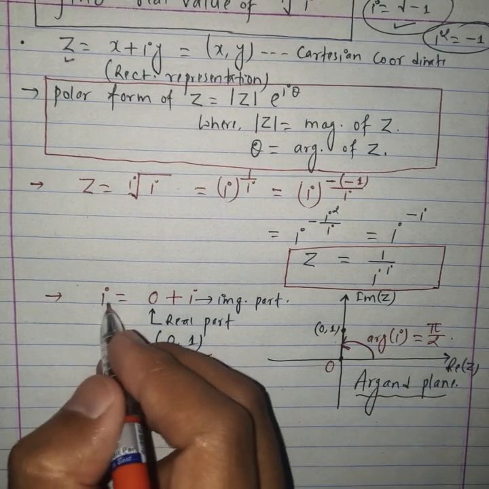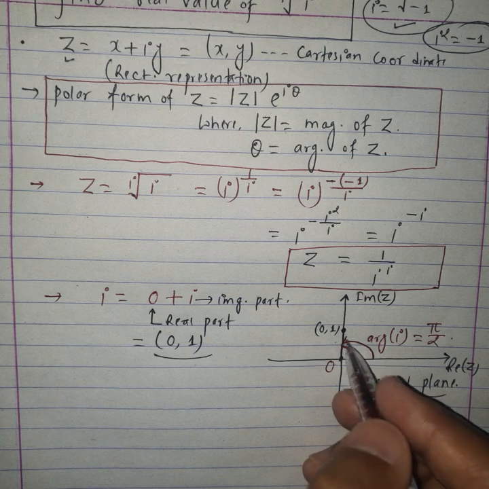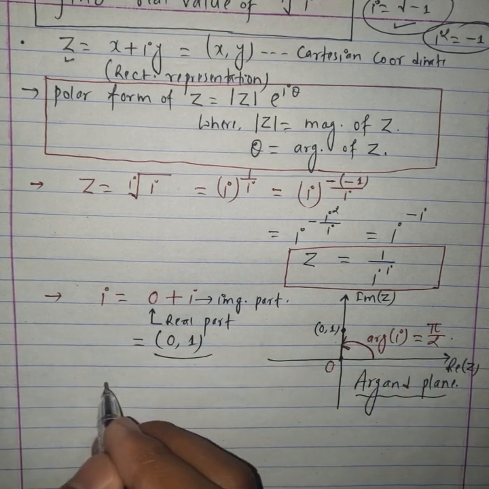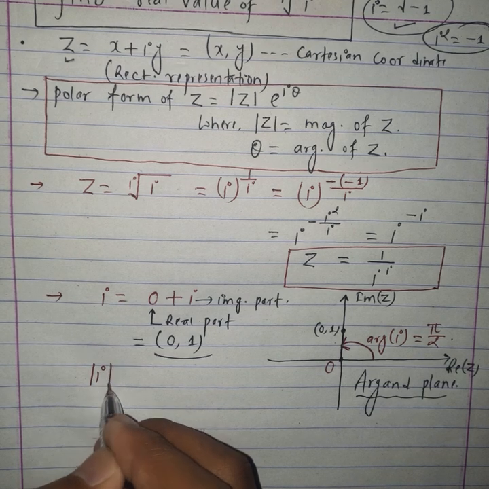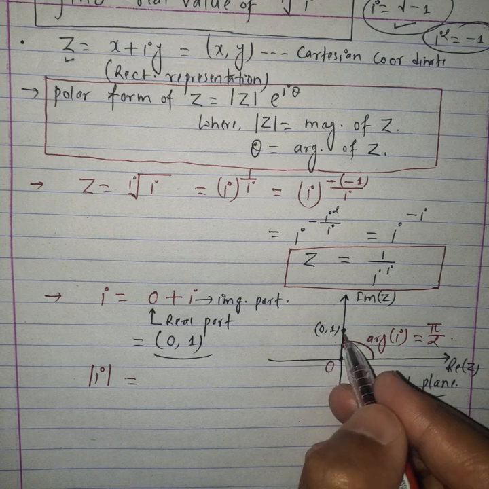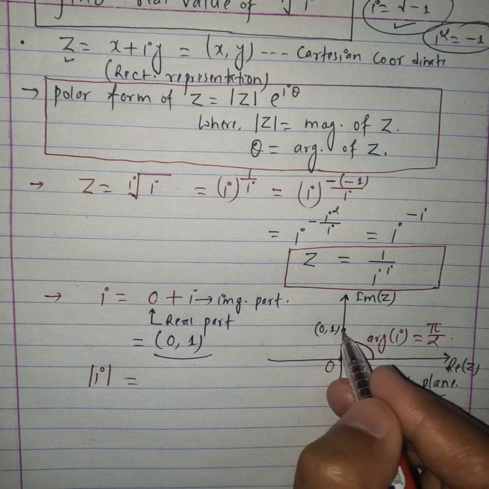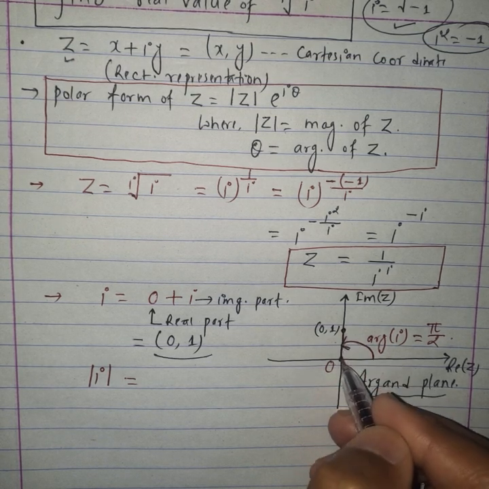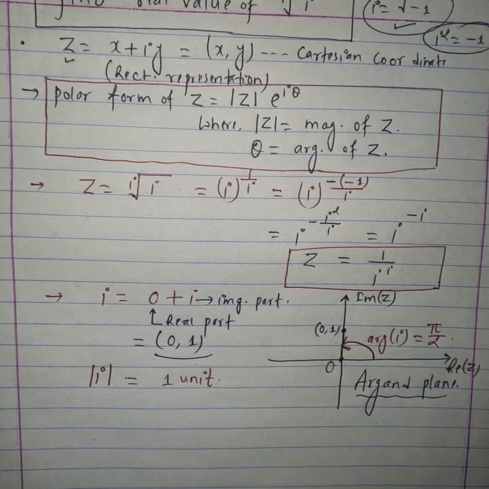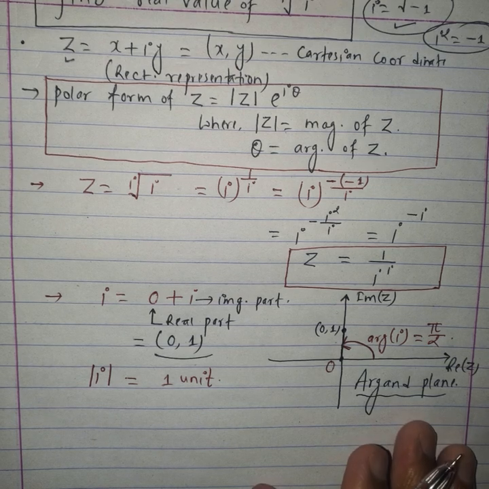Let's again calculate the mode of i. The mode is just the magnitude, which means the distance from the origin. At this point the distance from the origin is just 1 unit. So the mode of i is just 1 unit.